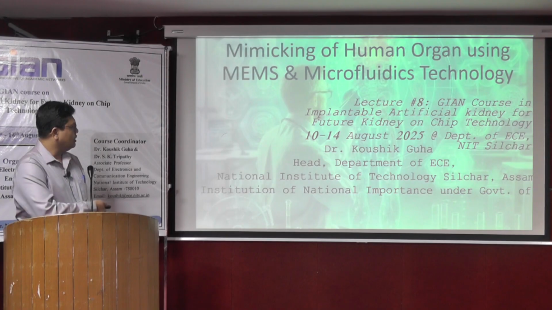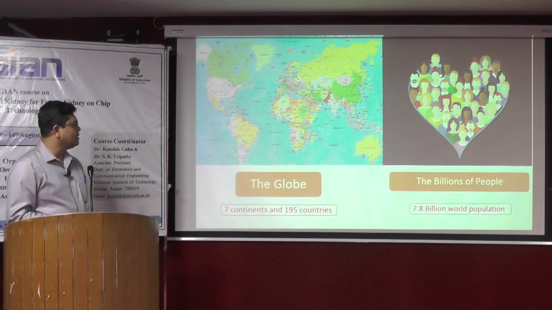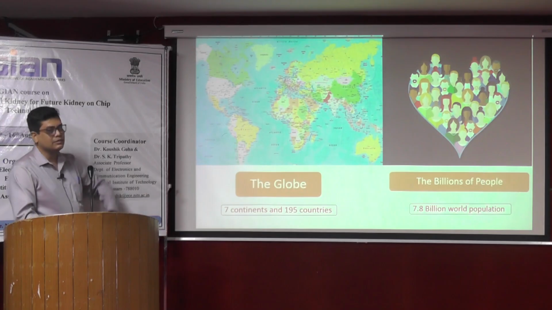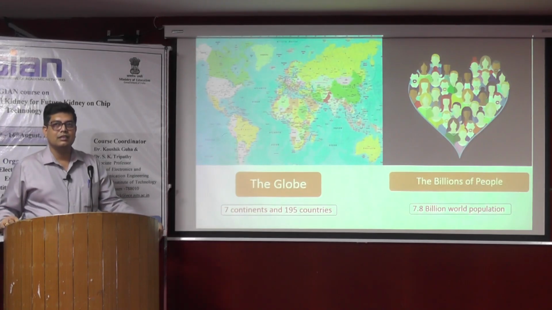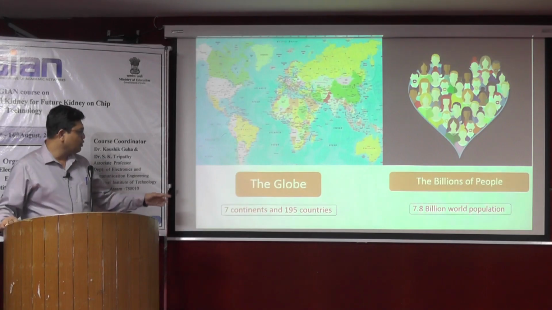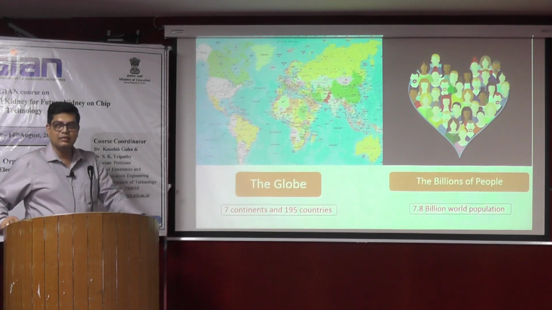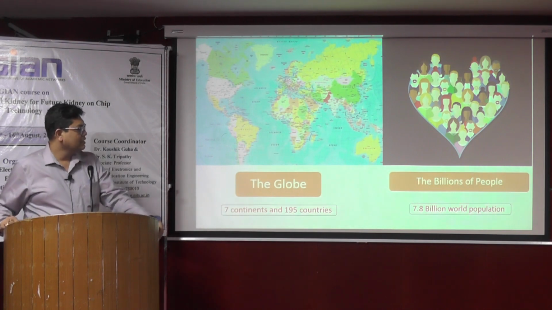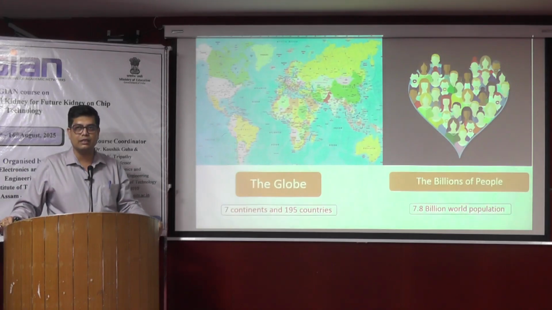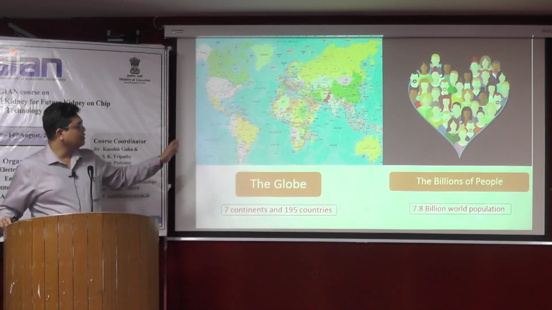So I used to give these examples. If you see in the slide, on the left hand side there is the globe, the entire earth. In the globe there are 7 continents and approximately 195 countries. And on the right hand side, the billions of people, the 7.8 billion world population nowadays. Now you can imagine the 7.8 billion world population across the whole globe.